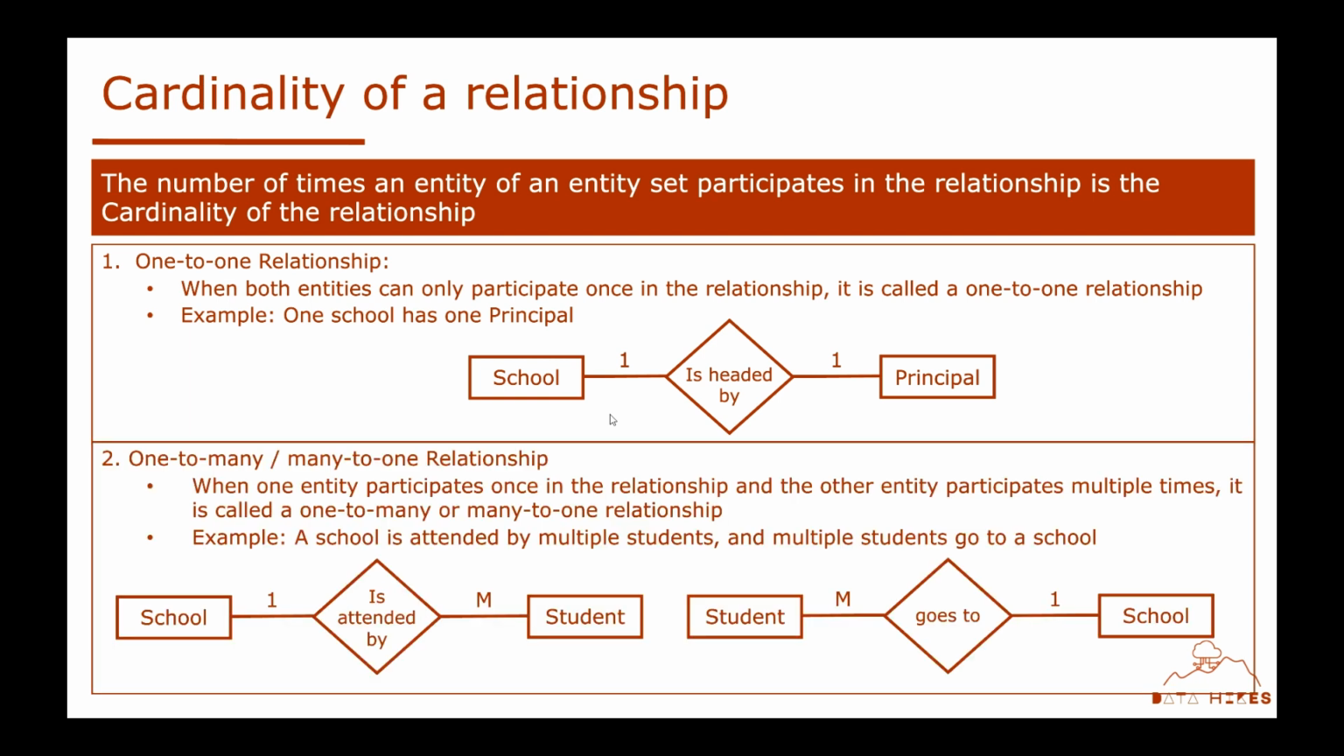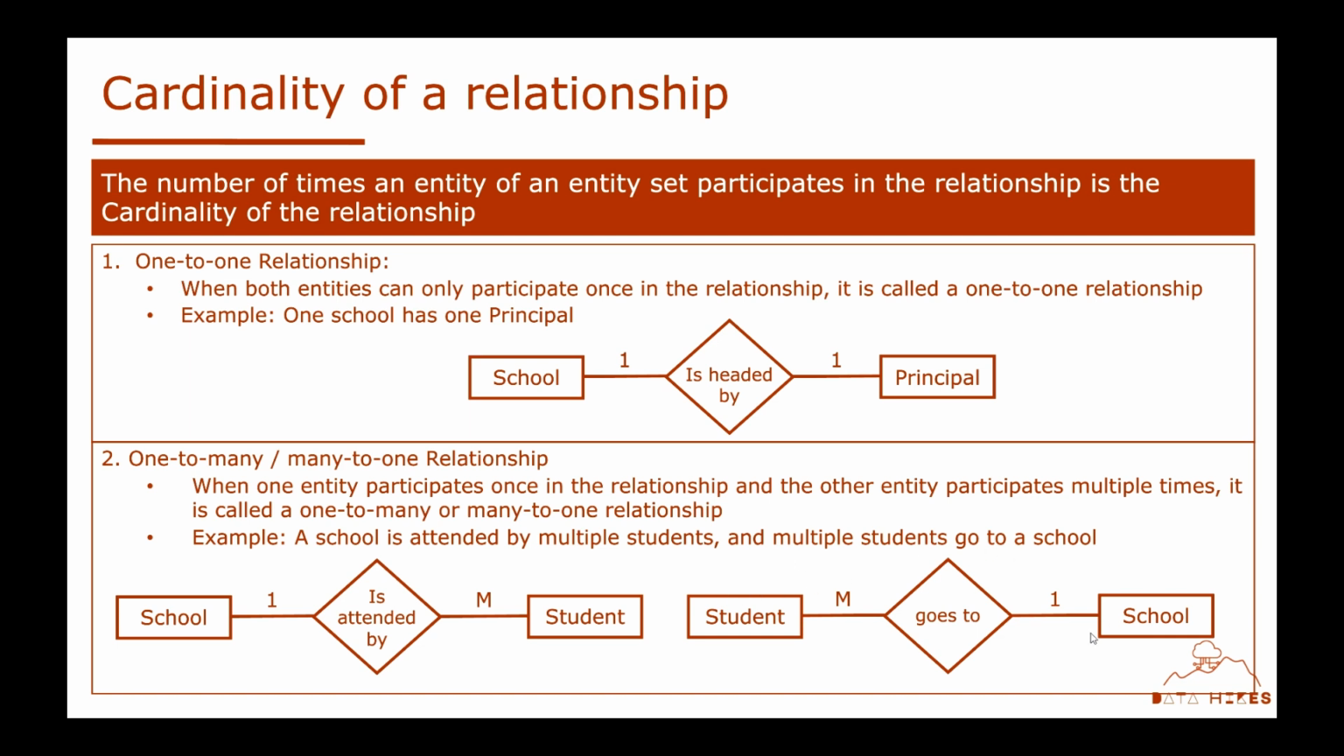The next type is a one-to-many or a many-to-one relationship. When one entity participates once in the relationship and the other entity participates multiple times, it is a one-to-many or a many-to-one relationship. In this case, it's the same relationship, just expressed in both directions. One school is attended by multiple students, or multiple students go to one school. This is a one-to-many and this is a many-to-one relationship structure. It's the same relationship structured in a flipped around manner.